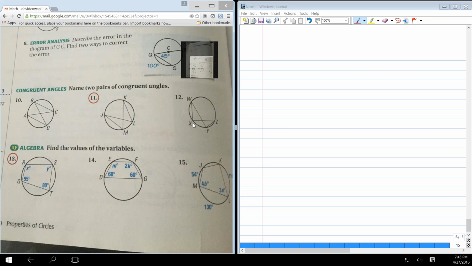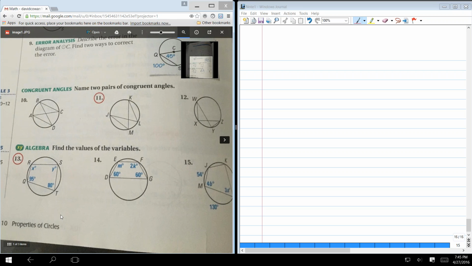What else? So X subtends WZ. What else subtends WZ? Y subtends WZ as well. So X and Y are congruent. Now let's look at angle W and angle Z. What do they subtend? W subtends XY, correct? And then Z subtends XY as well. So W is equal to Z. Okay. Gets a little bit harder.